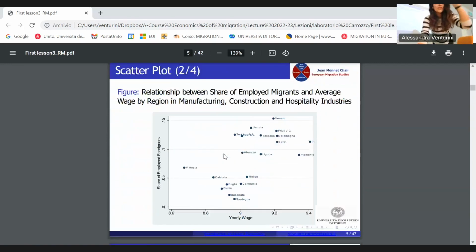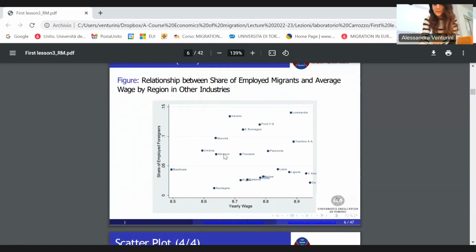But as I said, this is not a general effect, but the effect of specific sectors. Because if we look at figure number 3, the situation is different. Lombardia, Friuli Venezia Giulia, but other regions such as Calabria, Sardinia, Piemonte or Veneto present a lower yearly wage. So pay attention to the spurious relationship. In general, Calabria has the same wage as Bologna and Friuli Venezia Giulia.